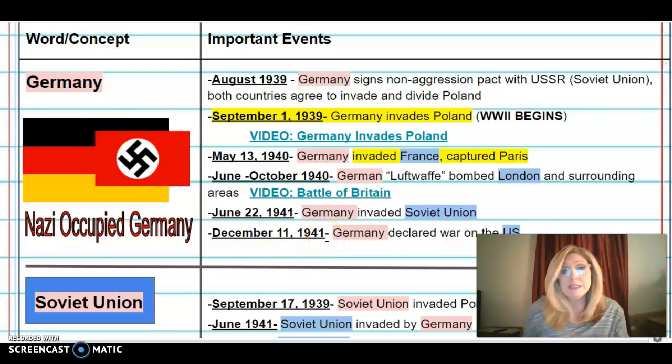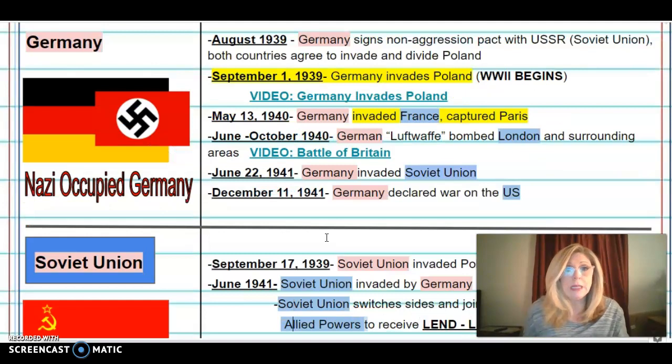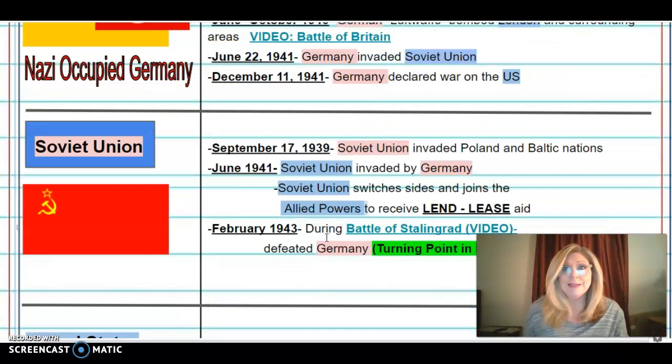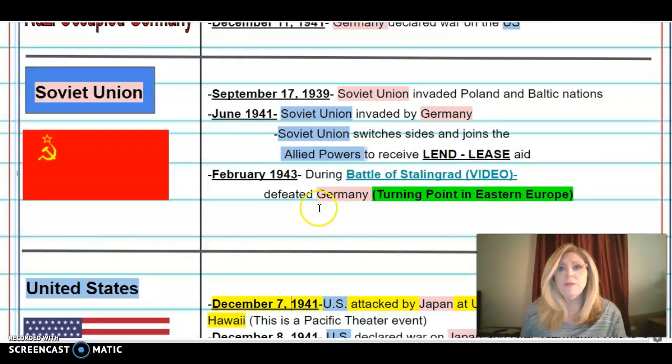And going to the last thing we have here in the notes for Germany, they are going to declare war on the U.S. December 11th, 1941, because of Pearl Harbor. When Japan bombs Pearl Harbor, the U.S. declares war on Japan, and because the Germans are allied with Japan, then they're going to declare war on the U.S., that ally system.